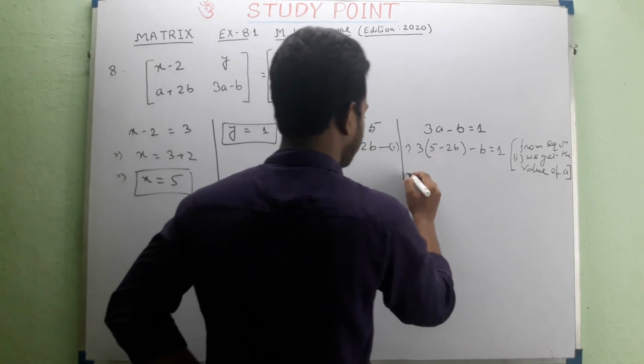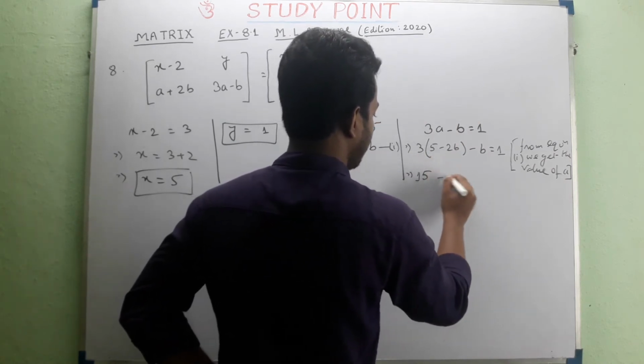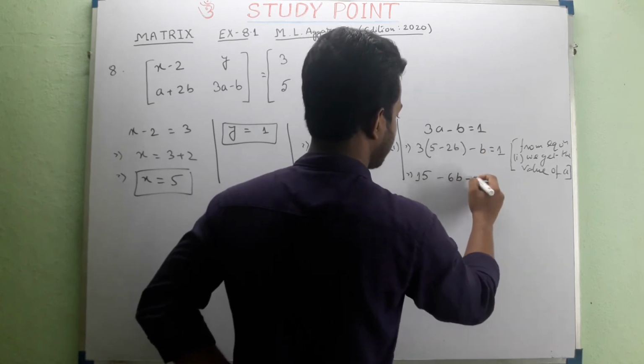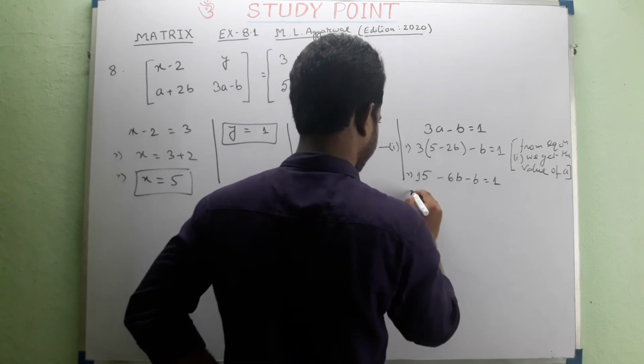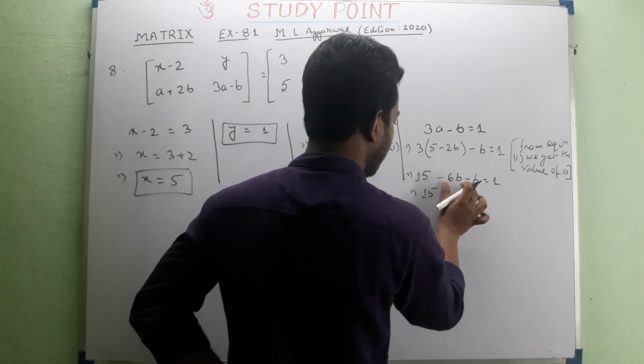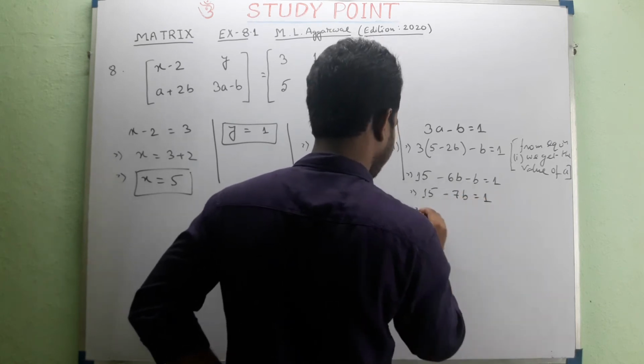Okay, now just solve it. 3 into 5 is 15, minus 6b, minus b, then 1. So 15 minus 6b minus b is minus 7b, that is equal to 1.